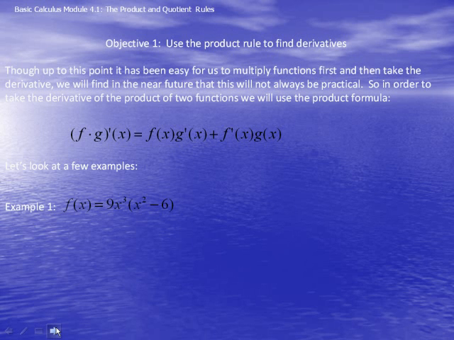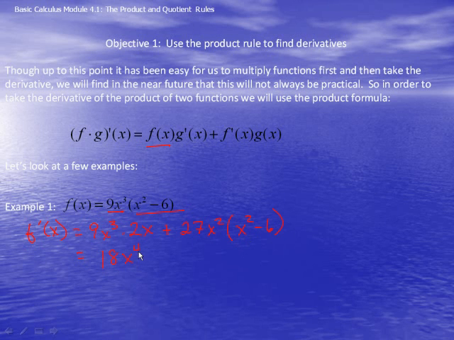Example 1, f of x is equal to 9x cubed times the quantity x squared minus 6. If we're trying to find f prime of x, then we're going to need to take the first one, which is 9x cubed, times the derivative of the second one, which will be 2x, plus the derivative of the first one, which is 27x squared using the power rule, times the last one intact, x squared minus 6.